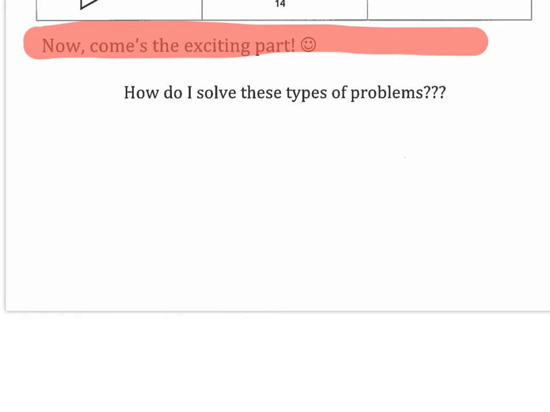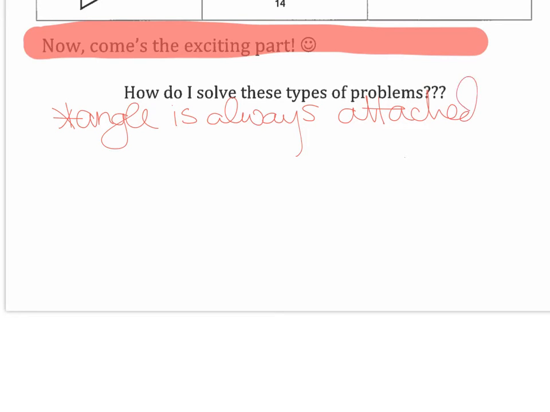Alright, so huge thing number 1. The angle is always attached to the trig function. Keep that in mind. It's huge.